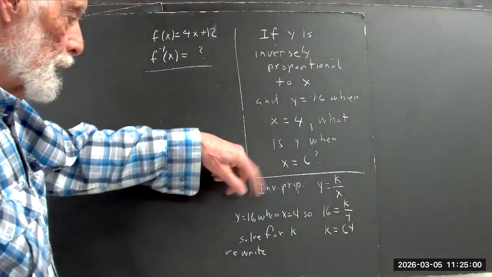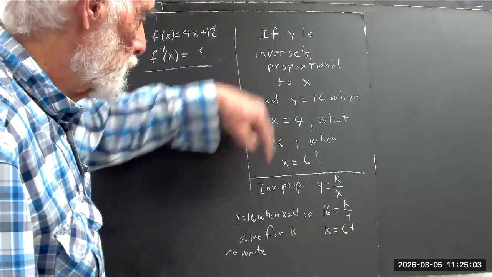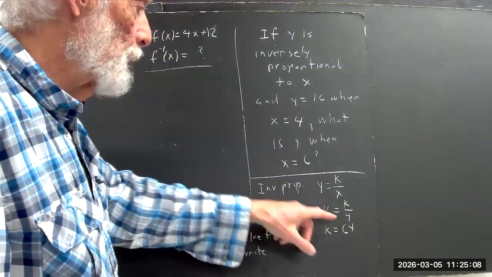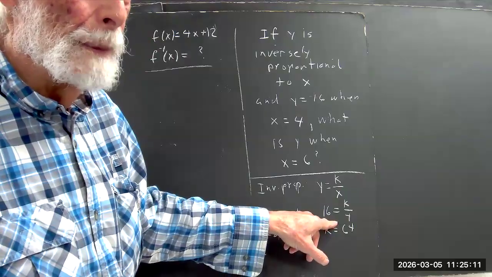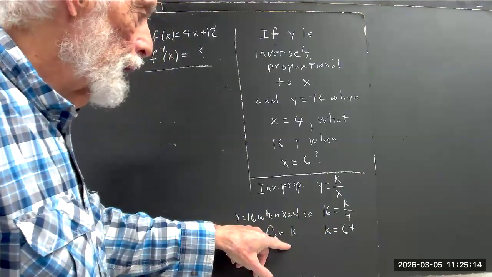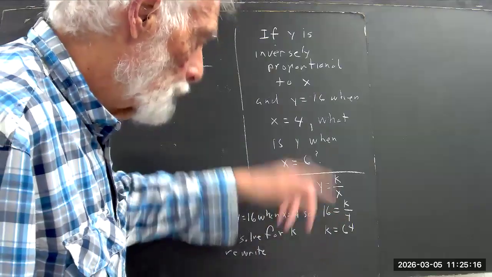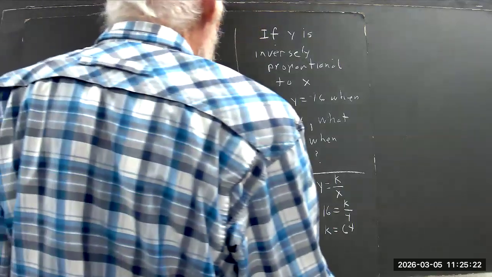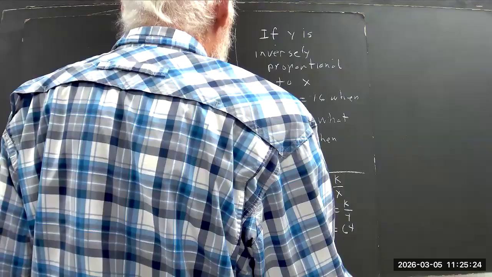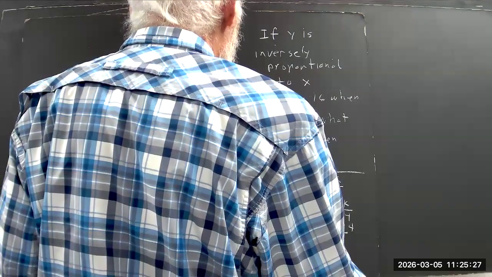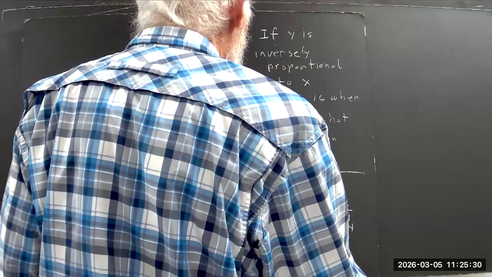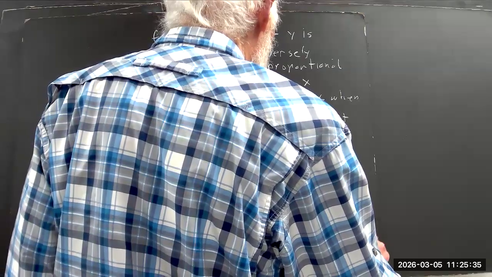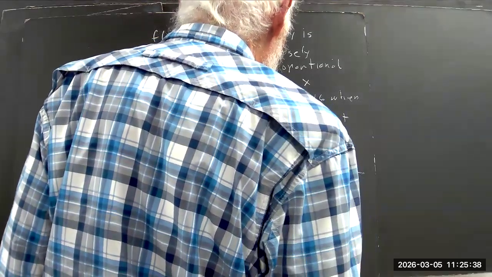Okay. So again, take our information, y equals 16 when x equals 4, and plug it in to our proportionality equation. If we've got the right proportionality equation, it's a very easy step. And then we solve for k. Now we're going to multiply both sides by 4. We're going to get k equals 64. Then we rewrite with k equals 64, we get y equals 64 over x.